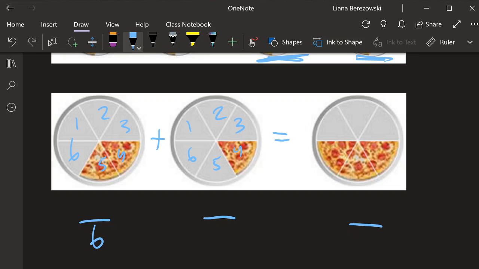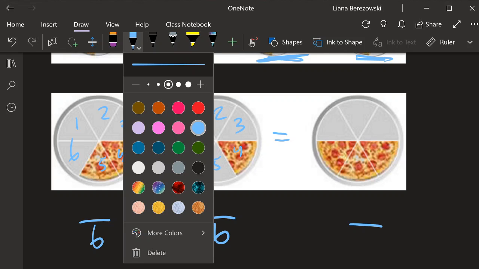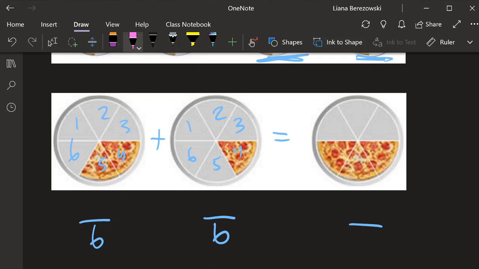Okay, so this pizza is also divided into 6 equal sections. Okay, so this is going to be a really nice addition question. They have the same denominator. Now we just want to figure out our numerators. Okay, so our numerator is the number of pieces of pizza that we actually have. Okay, so in this one here we have 1, 2. Okay, so we have 2 over 6. And then with the second one here we have just 1. Okay, so that becomes 1 over 6.